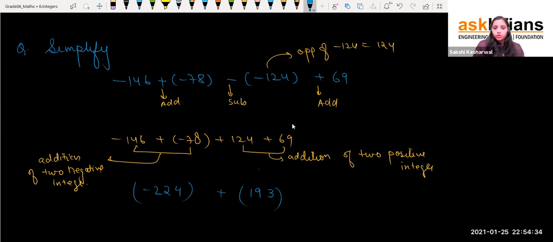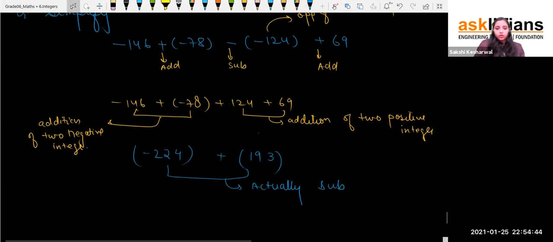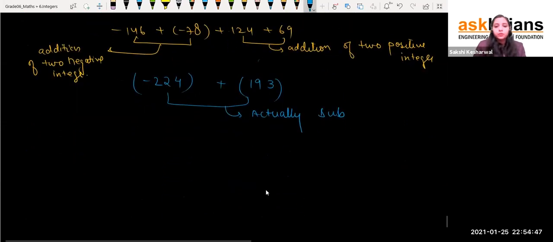Now this is the addition of one negative and one positive. So what you have to do? You will be subtracting. I think you understood, so no need to write much more of this. After subtracting, it will be what, beta? 7, and this will be 31, right? Minus 31 is your answer.